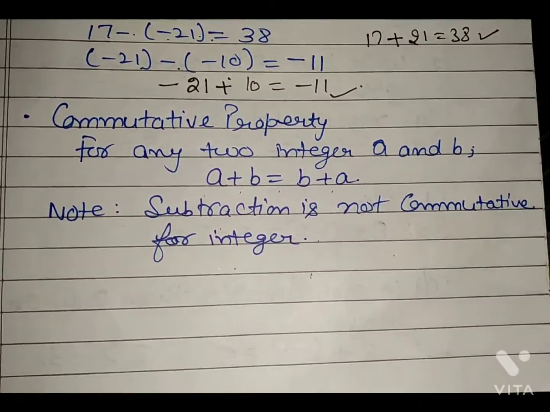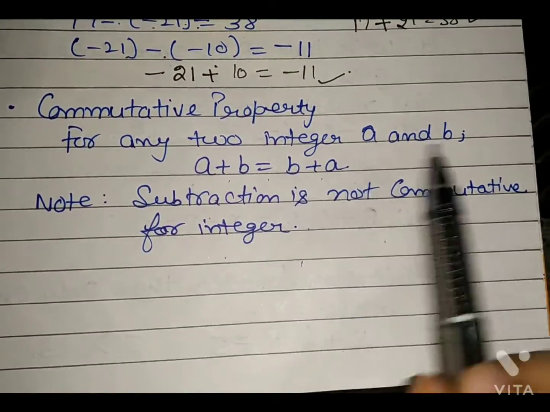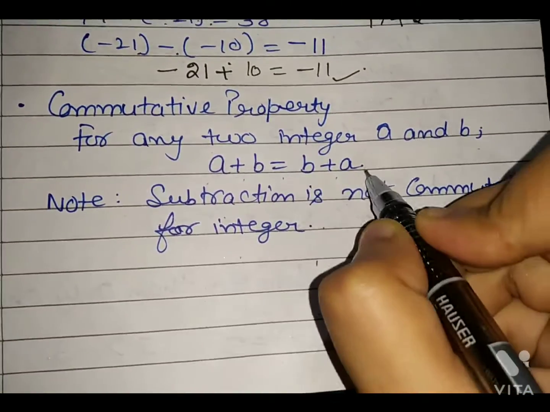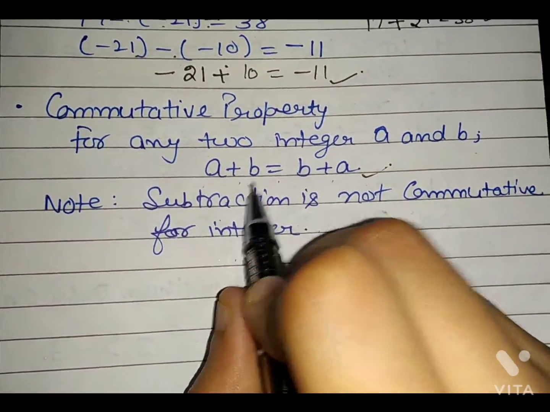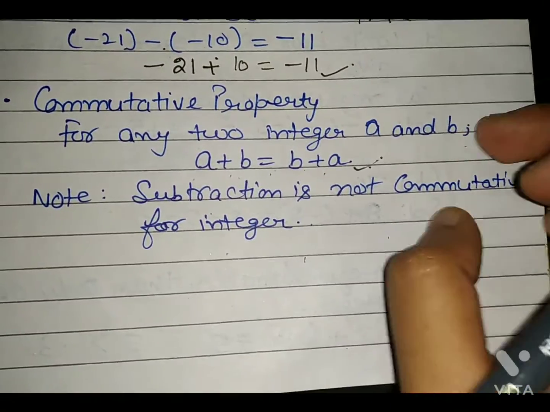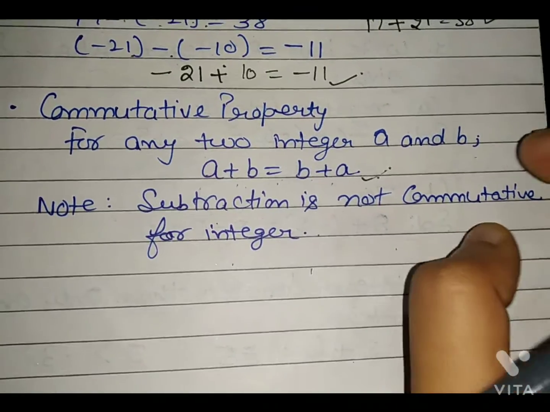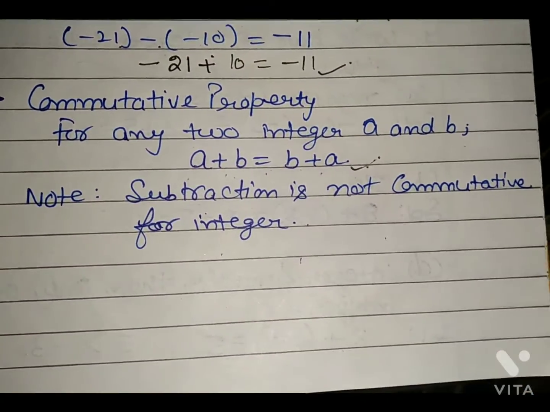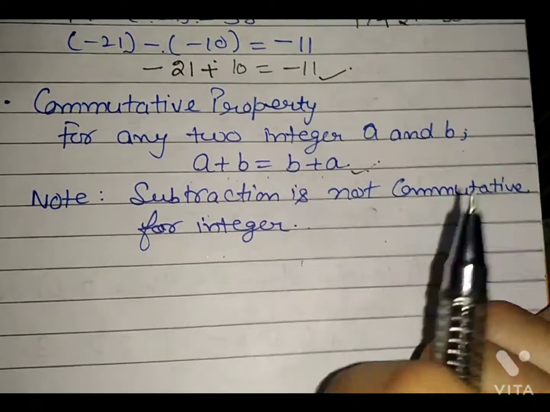Then is the commutative property. According to the commutative property, if a and b are two integers, then a plus b is equal to b plus a. This property always applies for addition. Subtraction is not commutative for integers.